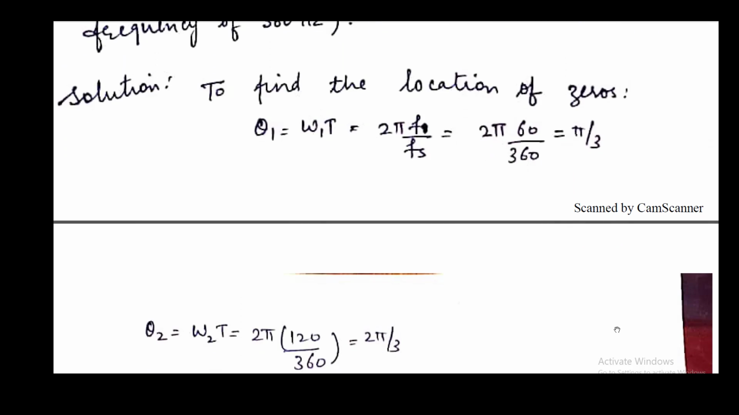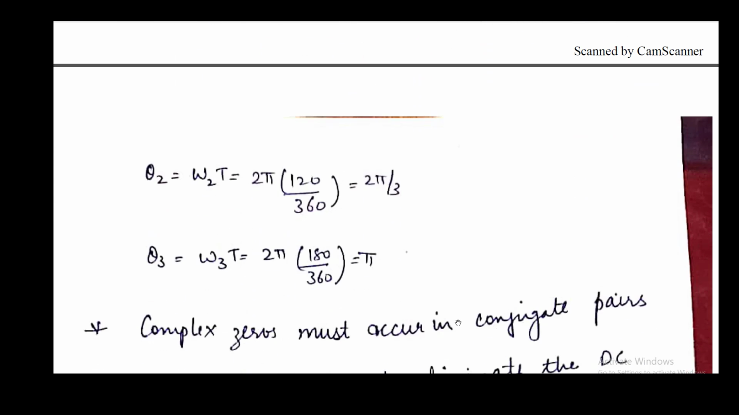So theta 2 will be 2 pi times the second frequency, the harmonic frequency at 120 hertz. So 120 by fs, it is coming out to be 2 pi by 3. And you should remember that these will be conjugate zeros, so we'll have plus minus pi by 3, plus minus 2 pi by 3. And similarly, the other angle we can have is at the frequency 180. So 2 pi times 180 by 360 is equal to pi. Again we'll have plus minus pi.